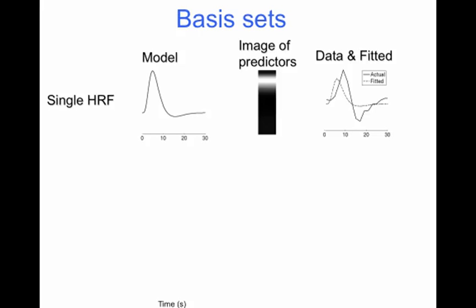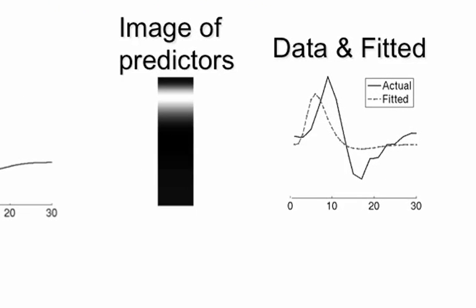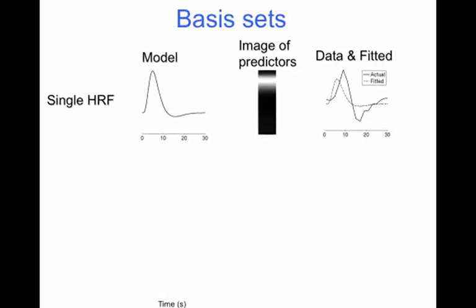So let's take a look at a couple of different basis sets and see how they perform on an example here. So here is the single HRF model. Now we just assume this canonical shape, and that will give us one column of the design matrix, and that's what this image of predictors illustrates. And let's say that we fit it to the data. Now the data is this bold line in the plot to the right, and the fitted one using this canonical is this dashed line. As you can see, it doesn't fit the data very well, because the actual data is shifted vis-a-vis the canonical, we're not going to get very good results.